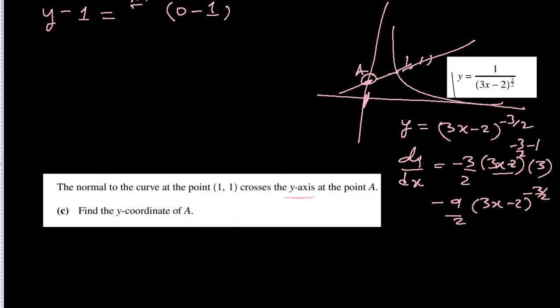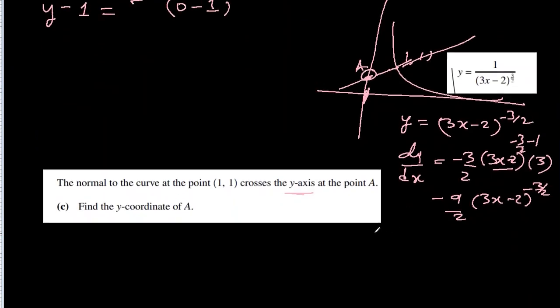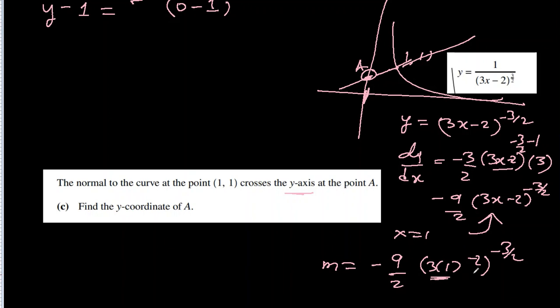So just substitute 1 to get dy/dx. So let's substitute x equal to 1 in this. So the gradient of the tangent becomes m. Minus 9 over 2, (3 times 1 minus 2) to the power minus 3 over 2. 3 times 1 is 3, minus 2 is 1. 1 to the power anything is 1. So minus 9 over 2 becomes our m. m is minus 9 over 2.